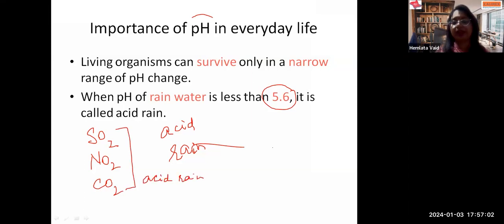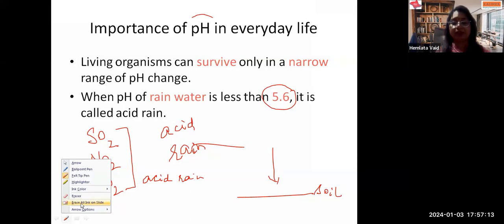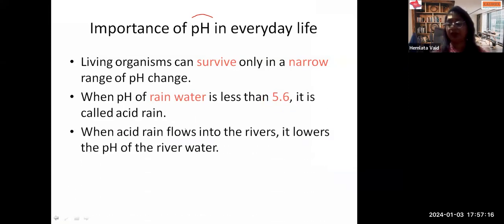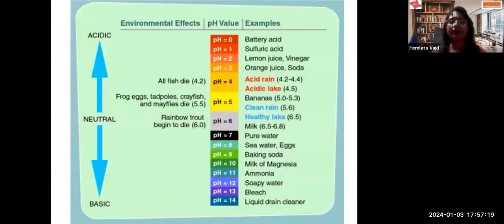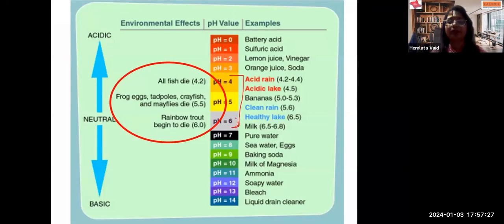So when the rain is acidic, it will harm the lower organisms in the soil, like larvae of small organisms, some fish, and other aquatic organisms. They get affected badly. Here you can see a chart which says the pH from 4 to 6 is very bad for them. If the pH is 4.2, all fish will die. If it is 5.5, small organisms like the eggs of the frog, tadpole, crayfish, mayfly, these will all die.